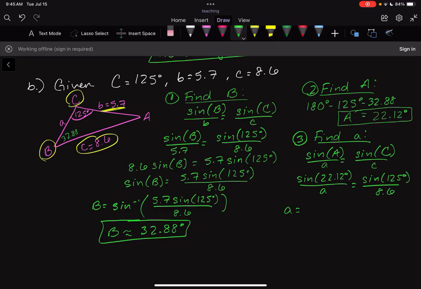Sorry, I'm going to skip a little bit here. So I get 8.6 times sine 22.12, and then that's divided by sine 125. I did skip a step of my work there, but I've done it a good amount of times so far, so I feel like maybe I can skip a little bit. Hopefully. All right, so I get 3.95 for this answer.